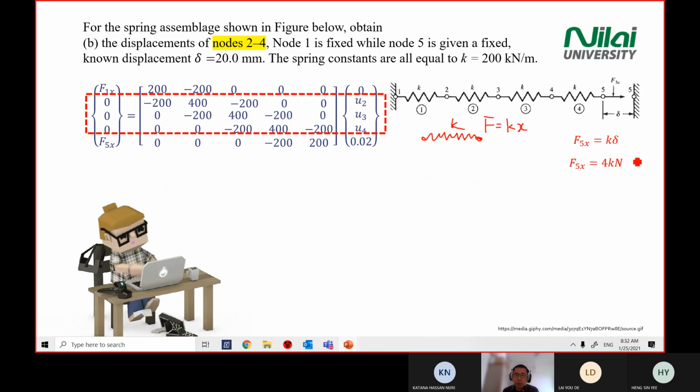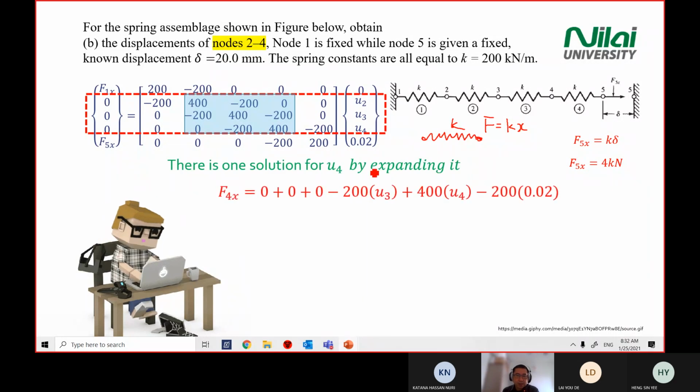Lai, are you able to calculate, or do you understand why we get 4 kilonewton here? Oh, yes. Okay, good. Then, okay.